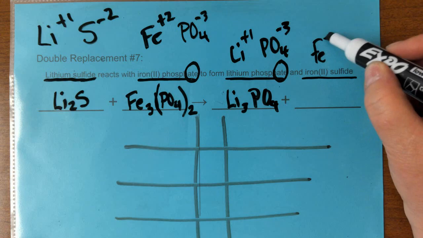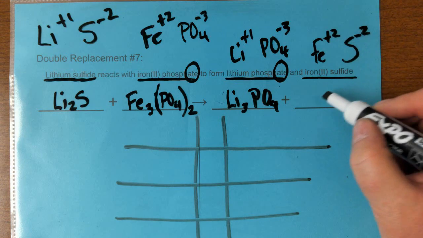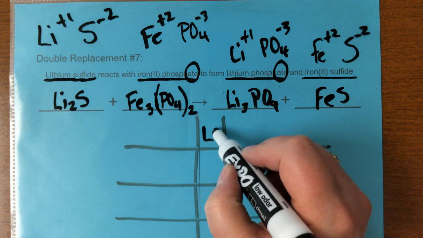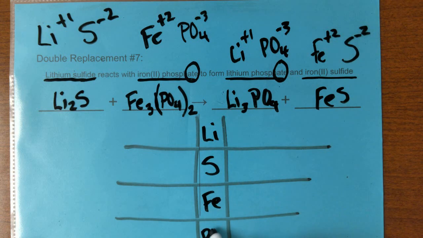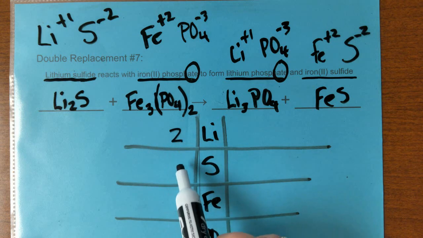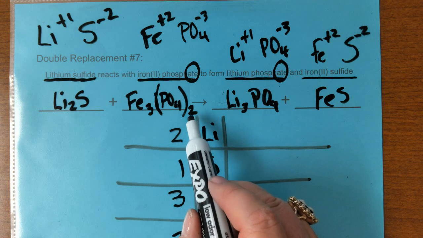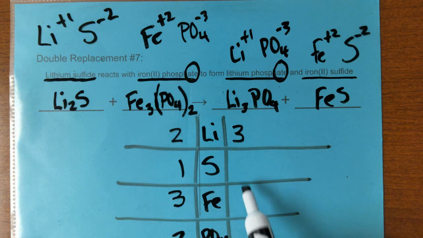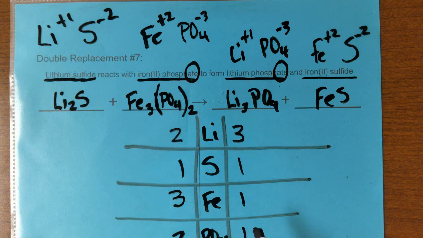Iron is a +2. Sulfur is a -2. They zero out, so I would just need 1 of each. All right. I'm going to keep track of my ions. I've got lithium, sulfur, iron, and that polyatomic phosphate. On this side, I've got 2 lithium, 1 sulfur, 3 iron, and 2 phosphate. I'm going to take that number outside the parentheses. This side, I've got 3 lithium, 1 phosphate, 1 iron, and 1 sulfur.